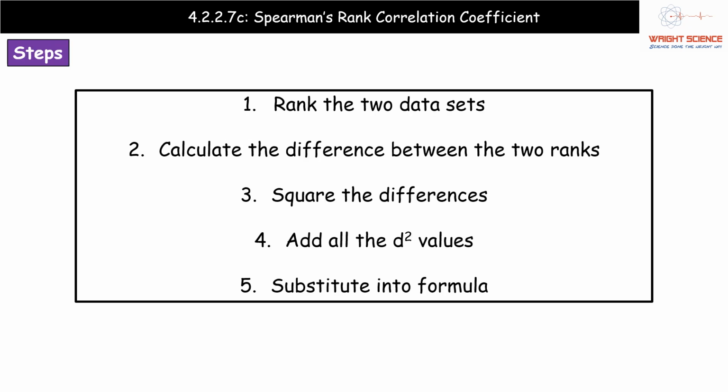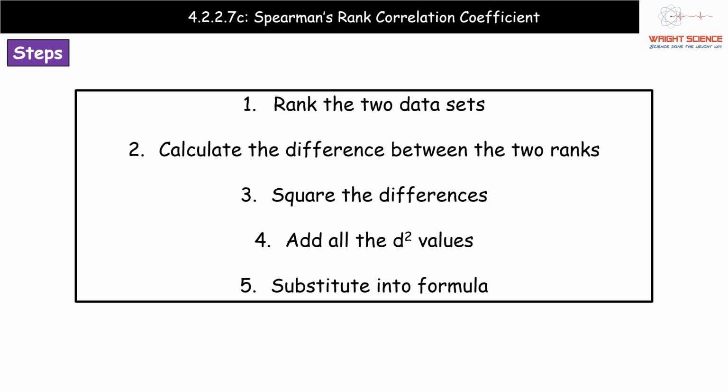In terms of how we actually calculate Spearman's rank correlation coefficient then, first thing to do, rank your two sets of data. Literally look down that column and then you're just going to identify the highest, give it number 1, then the next, number 2, and so on.